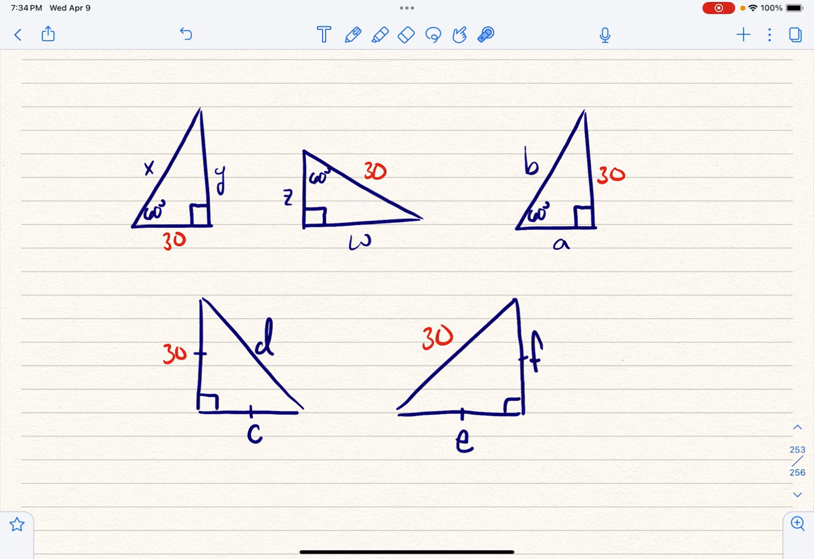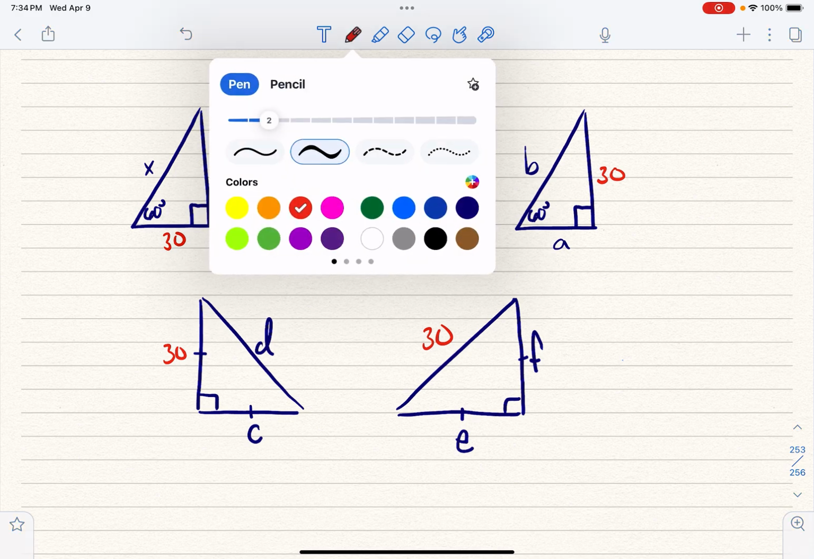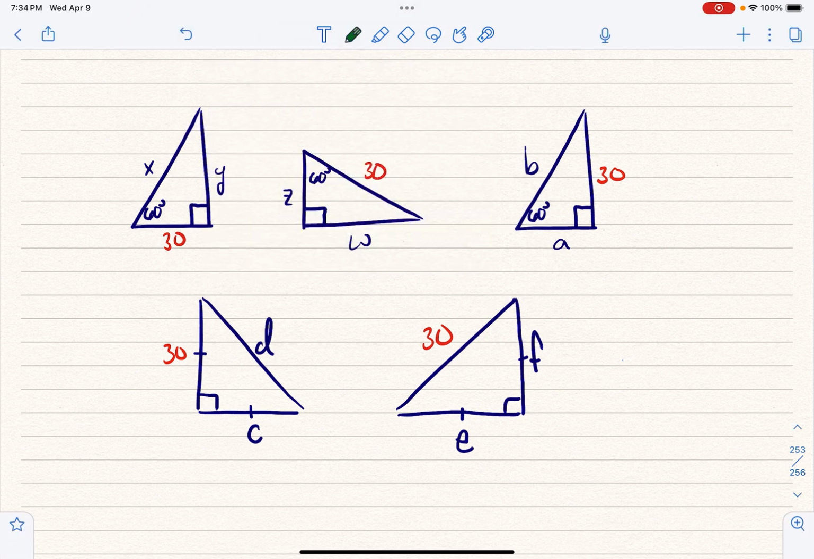Okay, let's talk about the answers. All right, I need a different color. Okay, so again, on this very first one, all the way to the top left, we are given the shortest side of the 30, 60, 90. So therefore, the hypotenuse is always double that. So it would have to be 60. The longer leg of the 30, 60, 90 is always the short leg's distance times the square root of 3. So this would have to be 30 times the square root of 3.